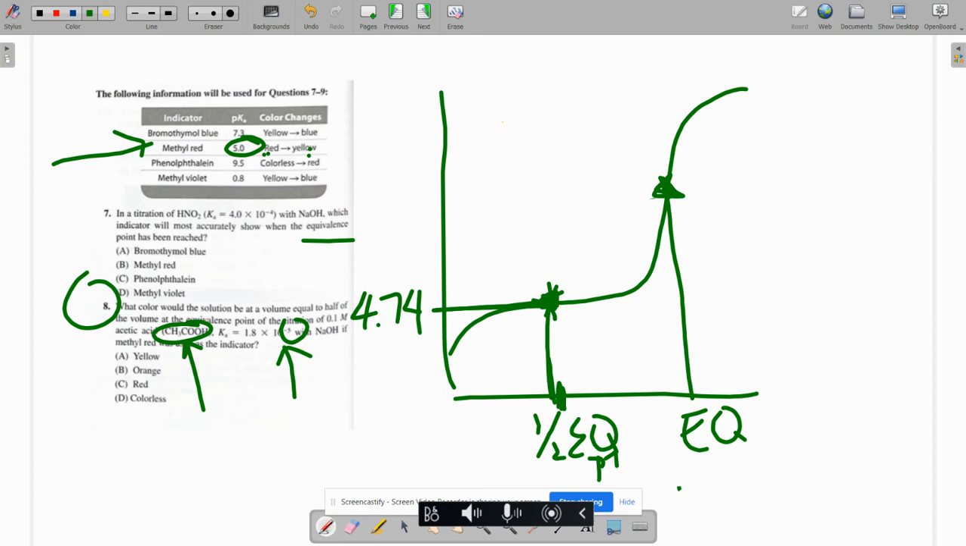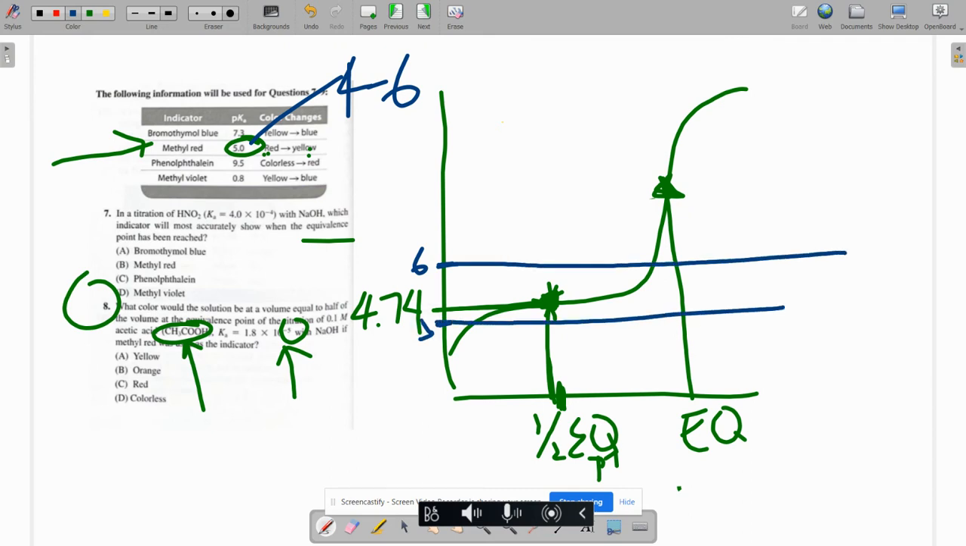You remember that the color change doesn't happen right at 5 only. The way we said it is it happens 1 pH unit below and 1 pH unit above its pKa. So its color changing range is 4 to 6, 1 pH above and 1 pH below. From pH 4 all the way up to pH 6, it's going to be orange. So the point we're talking about is in the orange range.